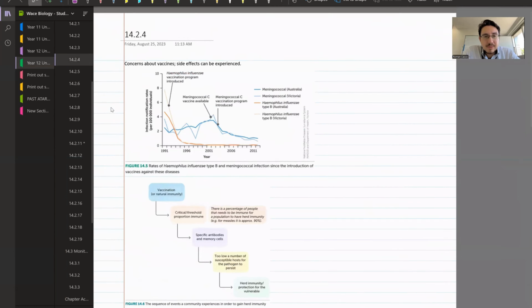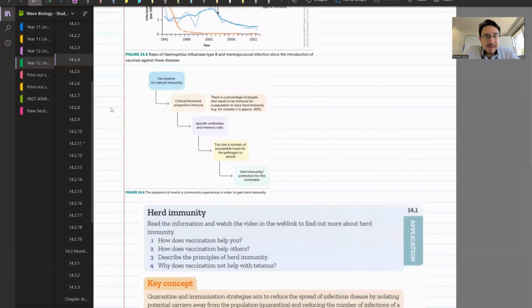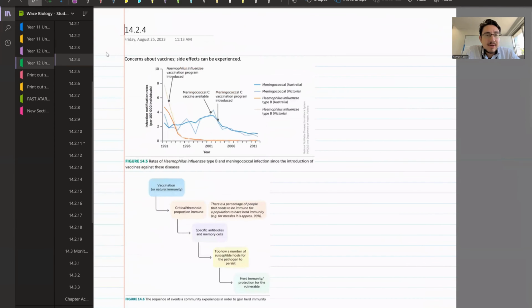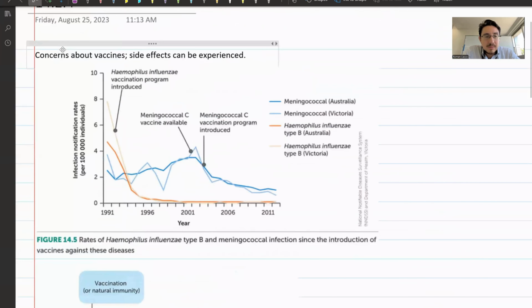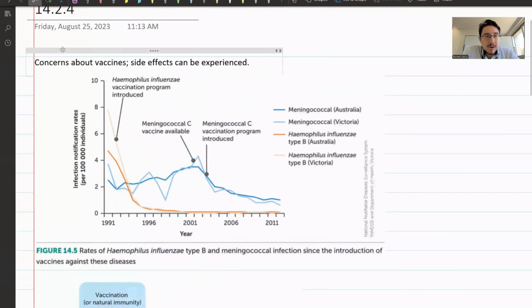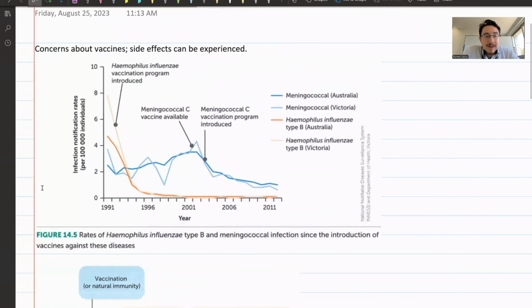So for this video, this would be the last little pick that I'll give to you guys. Let me just get closer here. All right. This is a graph showing Haemophilus influenzae type B and meningococcal infection, right? Since the introduction of vaccines against these particular diseases.